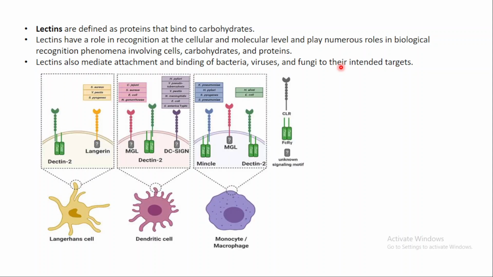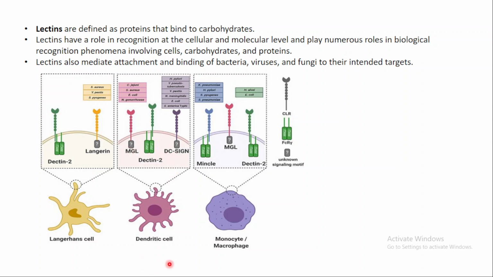So here is the representation showing examples of different lectins. Langerhans cells are cells present in the pancreas, the islets of Langerhans, you must have heard. These are the center for diabetes. If these cells go bad, then you have diabetes, pancreatic cancer and everything. The presence of these lectins, langerin, can attract pathogens like Staphylococcus aureus and Staphylococcus pyogenes. These are all pathogenic bacteria.